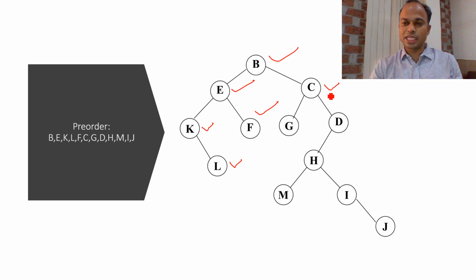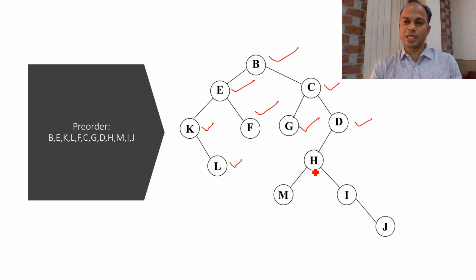After visiting C, we have to visit the left child, left subtree, and further say G is here our left subtree. We are visiting here. After visiting G, we have to visit the right subtree, and further D is the root of the right subtree. We have to visit the root first. I mean we are visiting the D. After visiting the D, we have to visit the left subtree. This is here our left subtree, and further H is the root of the left subtree.